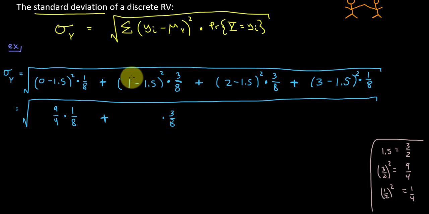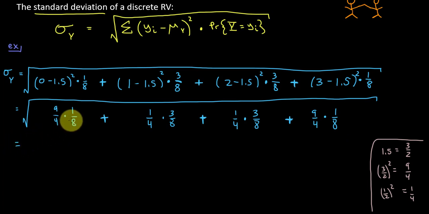Let's see here, 1 minus 1.5. That's negative 1/2. But that needs to be squared, so that would be 1/4. These will all be positive because of that squaring feature, but now we won't have to deal with any negatives. This will be 1/2 squared, which is 1/4, multiplied by 3/8. And lastly, 1.5 squared times 1/8.